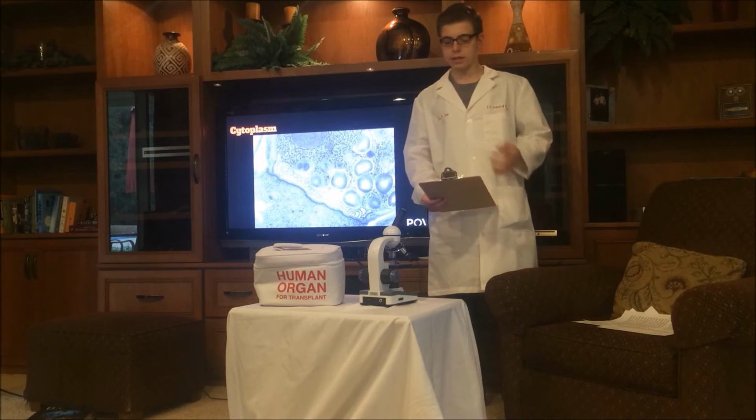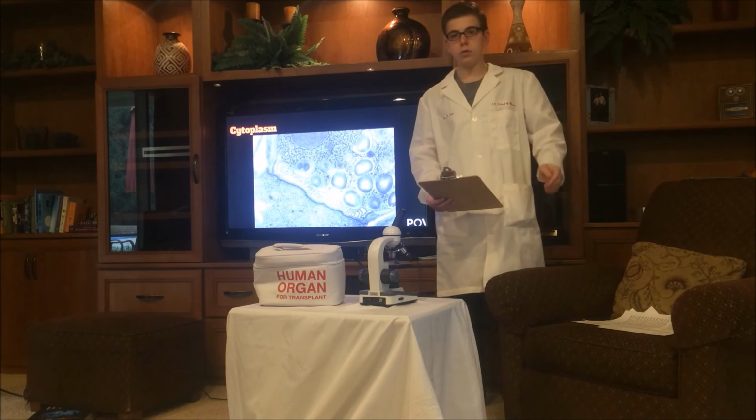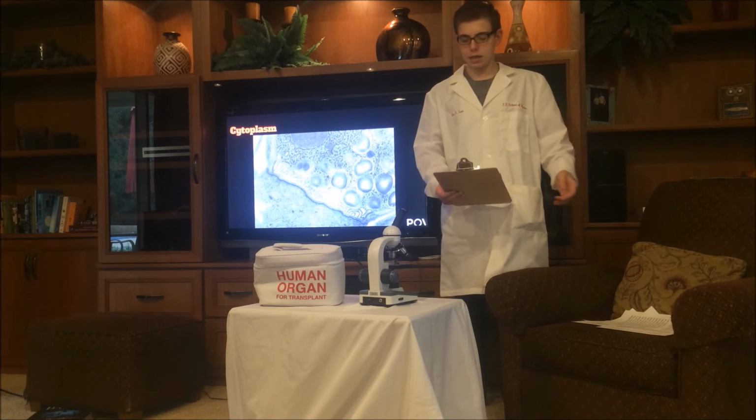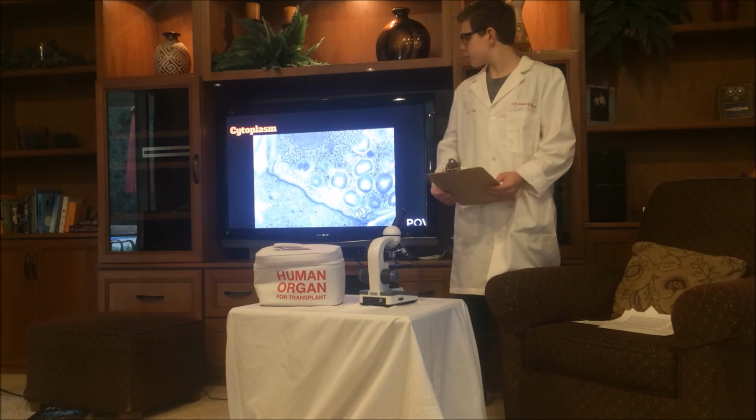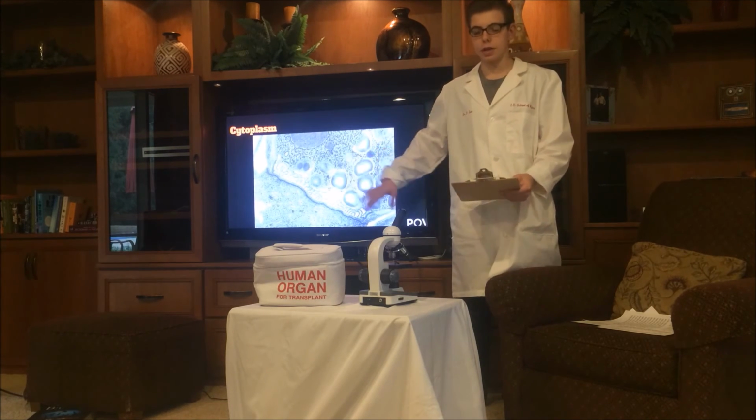Cytoplasm is the goo that is inside of the cell. If the whole cell is the city, the cytoplasm would be the streets and roads throughout the city. The cytoplasm fills in all the gaps between the organelles.